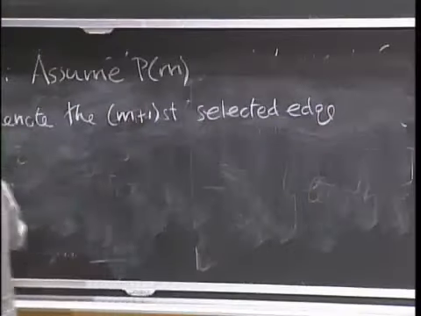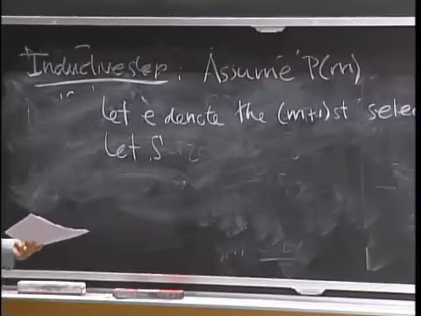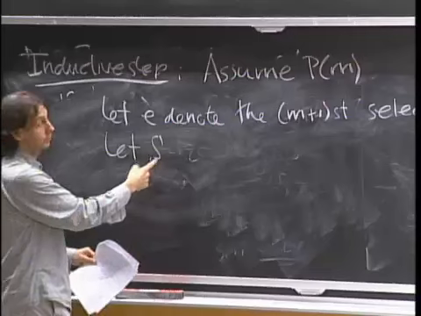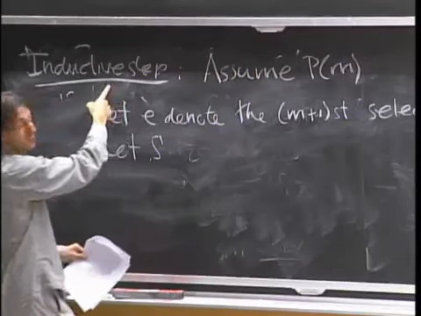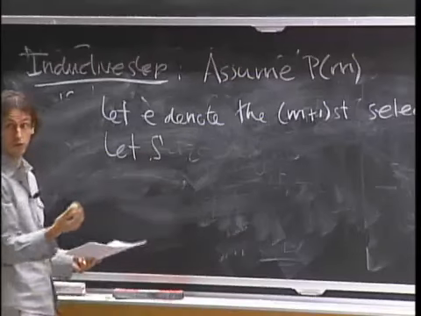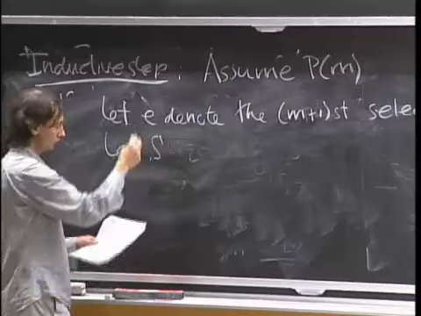And let S be the first M selected edges. And we know that we can apply P of M for S, right? Because we assume this is our inductive step. So we can apply something for S. We would like to show P m plus 1. So we would like to show something for the union of those two.